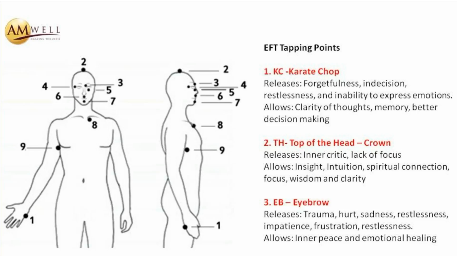EB, the eyebrow. This one is right at the start of your eyebrow, on your left side or your right side, it doesn't matter. Especially for trauma, hurt, sadness, restlessness, impatience, frustration, and so on. It also allows inner peace. So you can use that to tap that particular area.